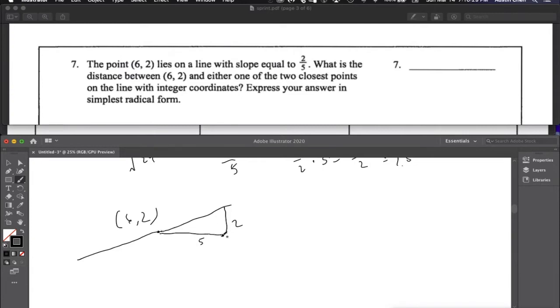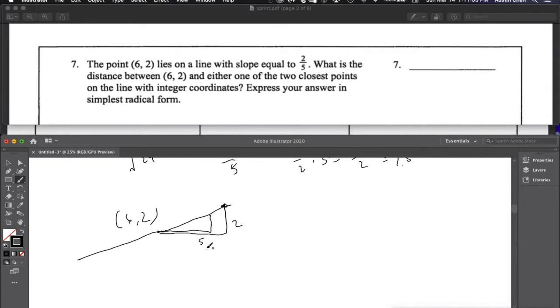So if we go right by 5 and up by 2, we're going to hit another integer point on the line. Right, this is another integer point on the line. But can we have any other integer point that is even closer? Well, we can't, because you can think of this as a fraction, 2/5. It's already fully simplified, so there's no smaller version of a run of 5 and a rise of 2 that still gives integers.